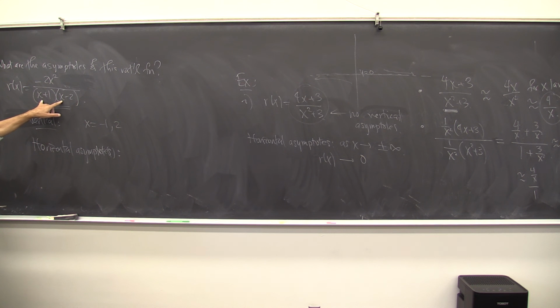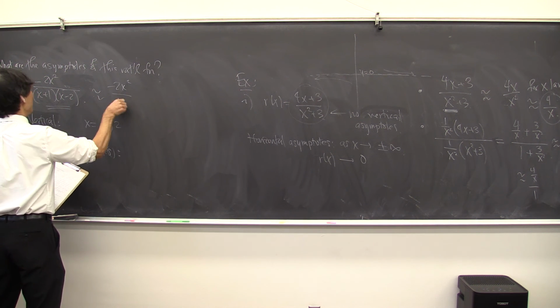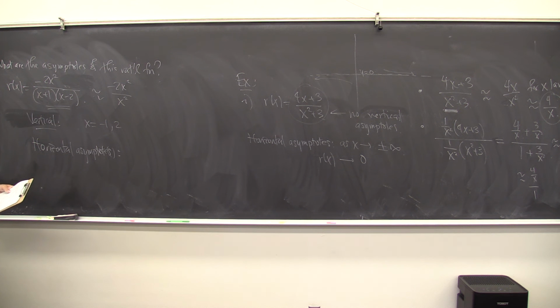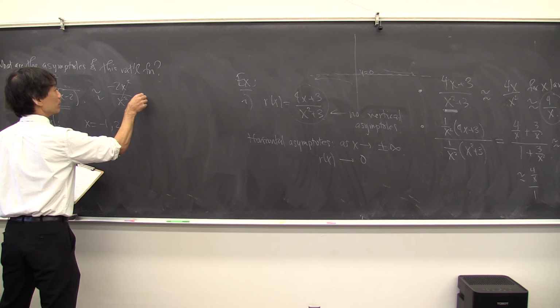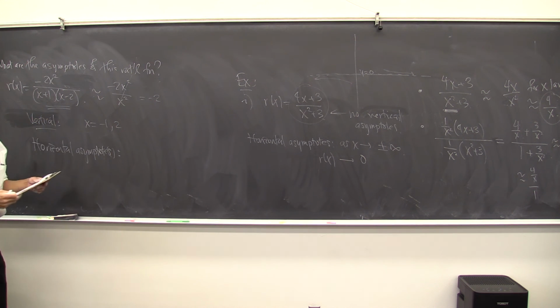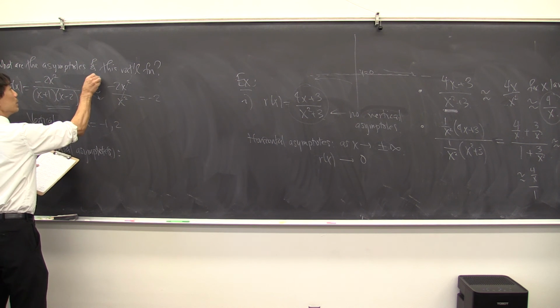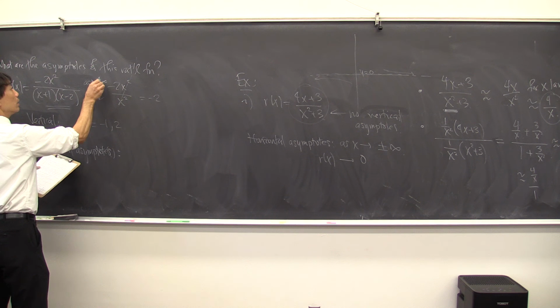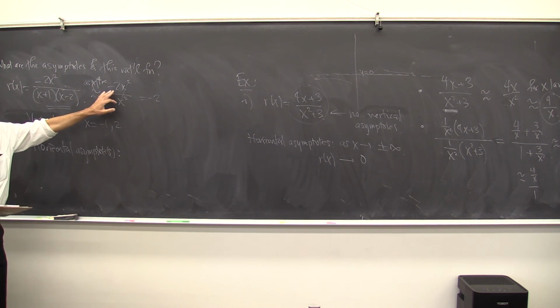There's a square on the bottom. There are some lower order terms, but we don't care about them because we're going to infinity. So you think, okay, this is basically -2x squared over x squared, and that is -2. So as the size of x becomes huge, this thing basically is -2.